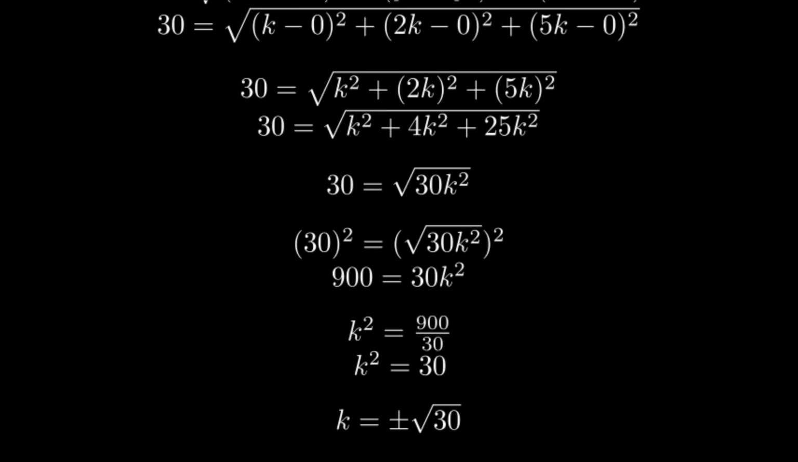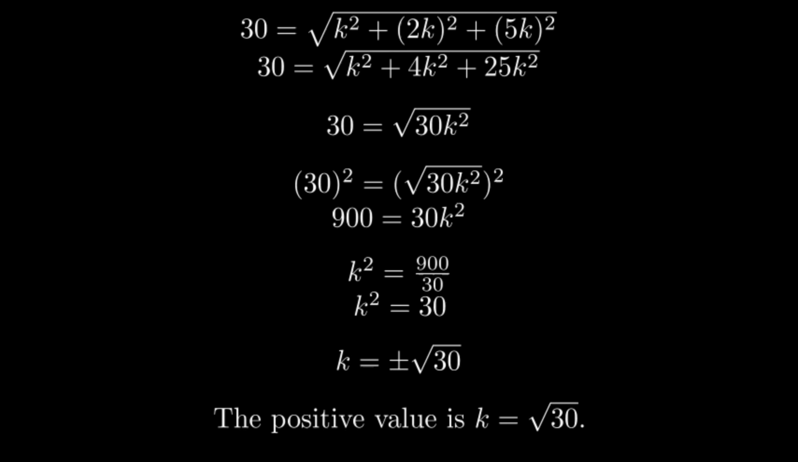Let's check the question again. It asks for the positive value of k. Therefore, our final answer is k equals the square root of 30. This problem demonstrates how the distance formula can be used to create an equation that we can then solve algebraically.